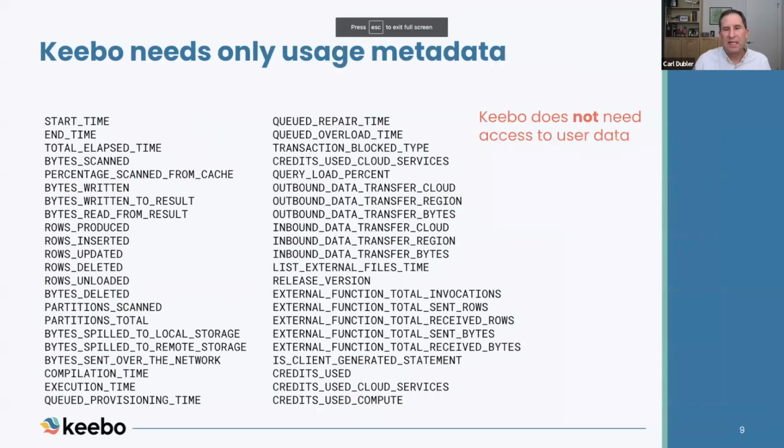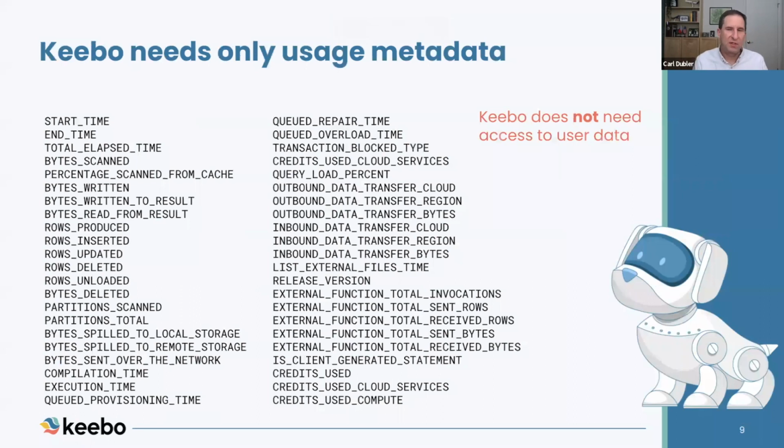Basically, what we need is we need access to these fields, this usage metadata. Some people call it telemetry metadata. We don't need access to any user data. So you're not giving us access to sensitive information. All we're looking at is this usage metadata. And then, of course, the Snowflake account that you give us also needs to be able to make the changes to the warehouse size, the memory, cache, multi-cluster settings, and all that stuff as well. So if you think about it, this is what our robot is doing.